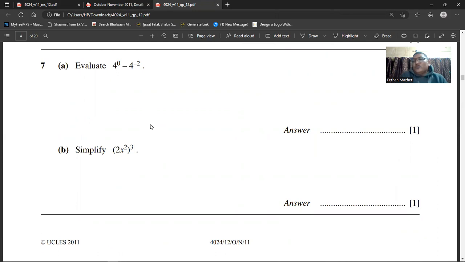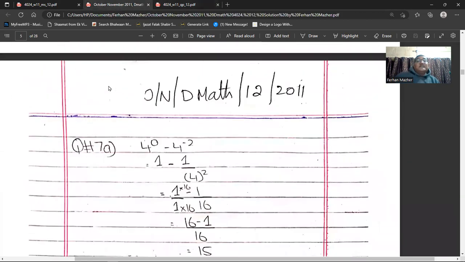4 raised to power minus 2, the negative exponent we have here. So I will reciprocate the base, and the power will become positive. Or in other words, you can say I can take this 4 raised to power minus 2 in the denominator, and the power will become positive. So let me show you how this is done.